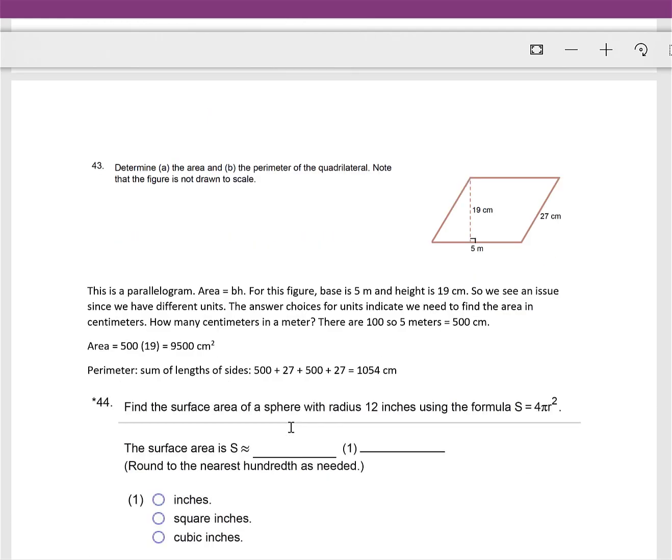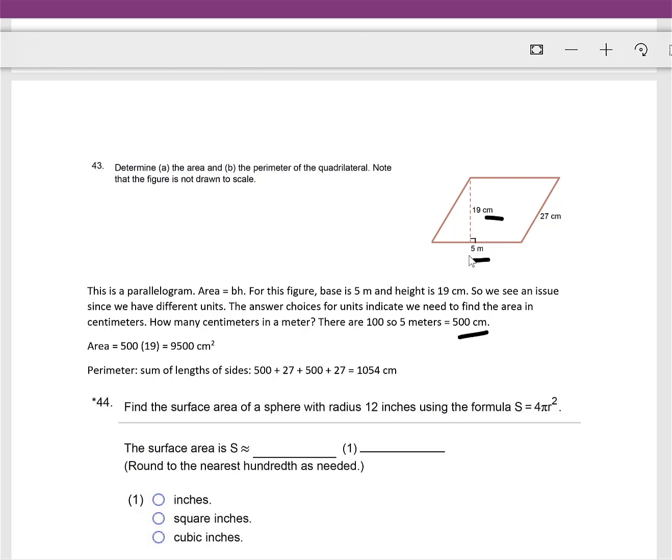And then in this one, they want me to find the perimeter of the quadrilateral. Oh, first the area and then the perimeter. So the area of this is the base times the height. Now, the problem with this is notice the units are different. So we have to have the same units. In the answer choices, they want the answer in centimeters. So 5 meters is equivalent to 500 centimeters. So 500 times 19 gives me 9,500 centimeters squared.